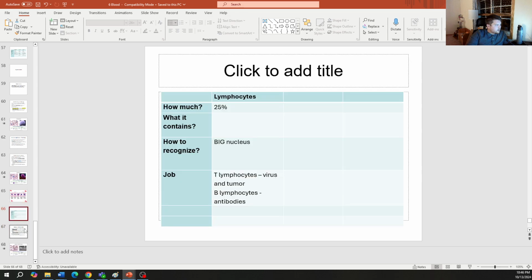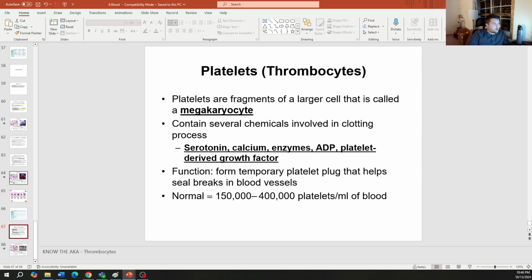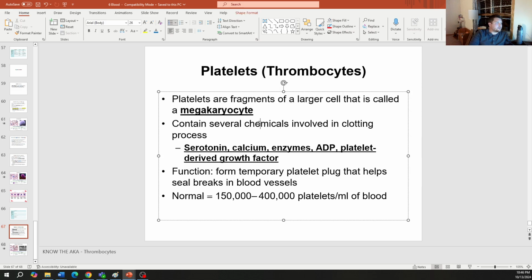Last one that we have to talk about are our platelets or our thrombocytes. Platelets are actually cell fragments of a much larger cell called a megakaryocyte. This is just more word definition that we want to know. A question you could get asked is something along the lines of: platelets are fragments of which of the following? Or platelets are derived from which of the following? The answer being the megakaryocyte. They have a whole bunch of different chemicals to help the clotting process.